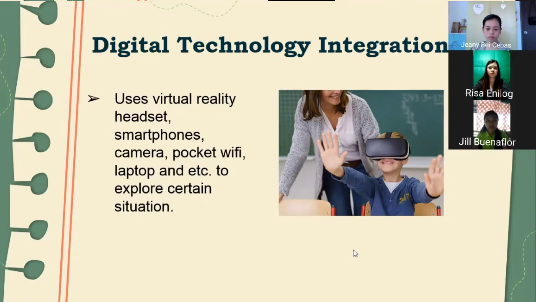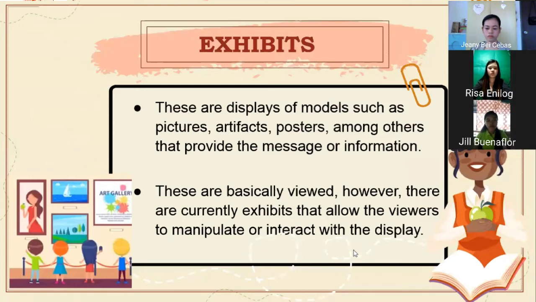These are displays of models such as pictures, artifacts, posters, among others, that provide a message or information. These are basically viewed. However, there are currently exhibits that allow the viewers to manipulate or interact with the display. An example is the art exhibit. We can show our art in a specific area, then the audience will interact with that art.